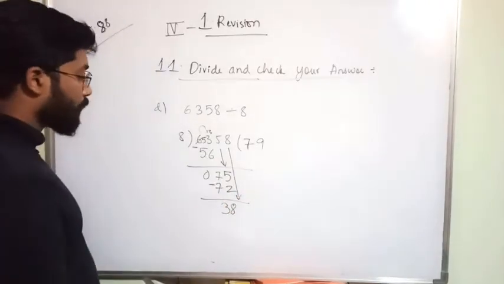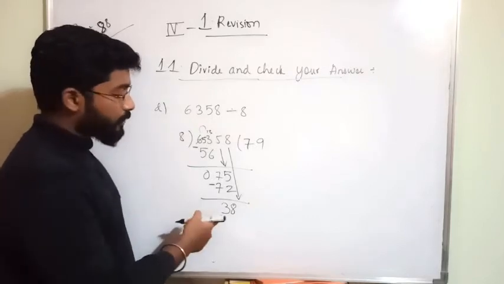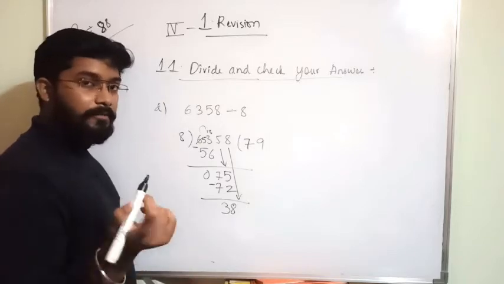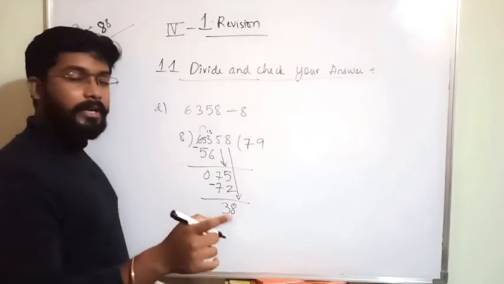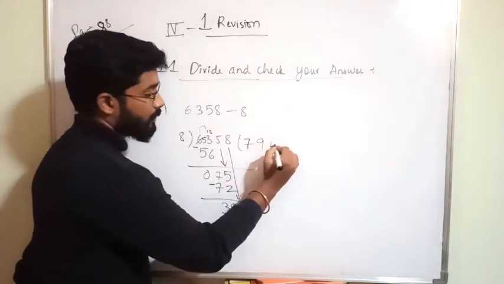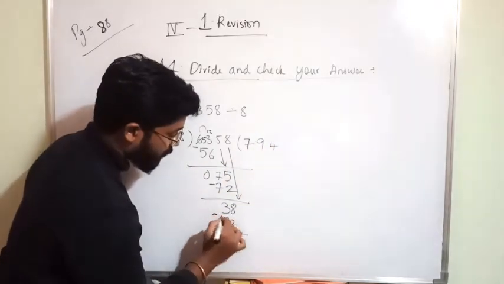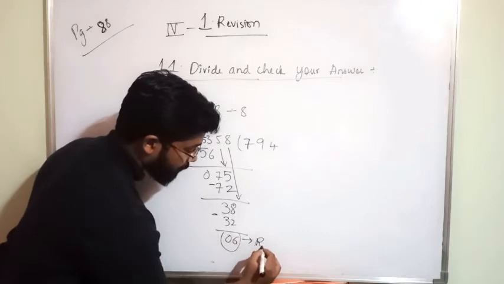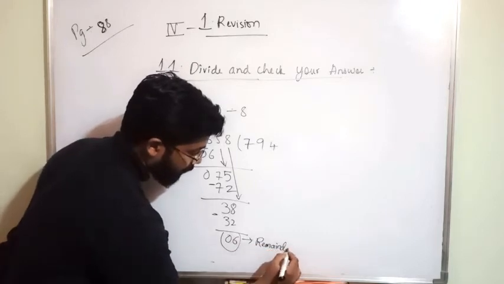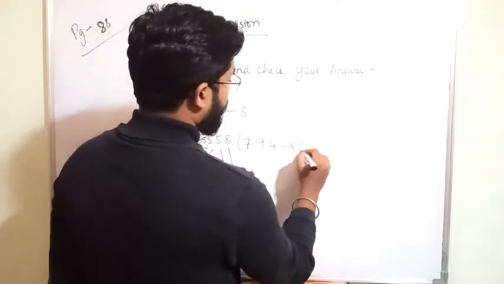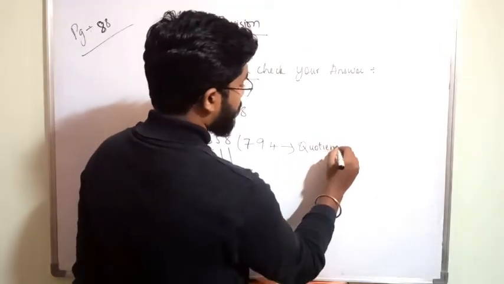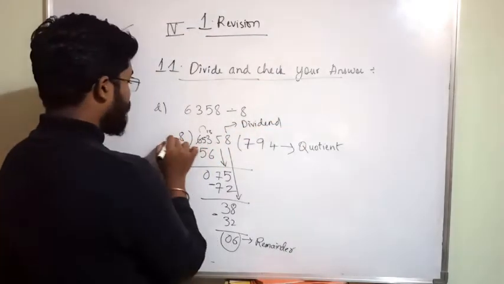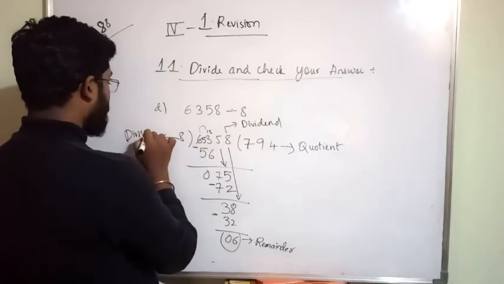If you bring down 8, what in the 8 table will you get? 38? 8 5s are 40, means we have to take a little less. 8 4s are 32. You get 8 minus 2 is 6. 3 minus 3 is 0. This is the remainder. Okay, this is the quotient. This is the dividend. This is the divisor.